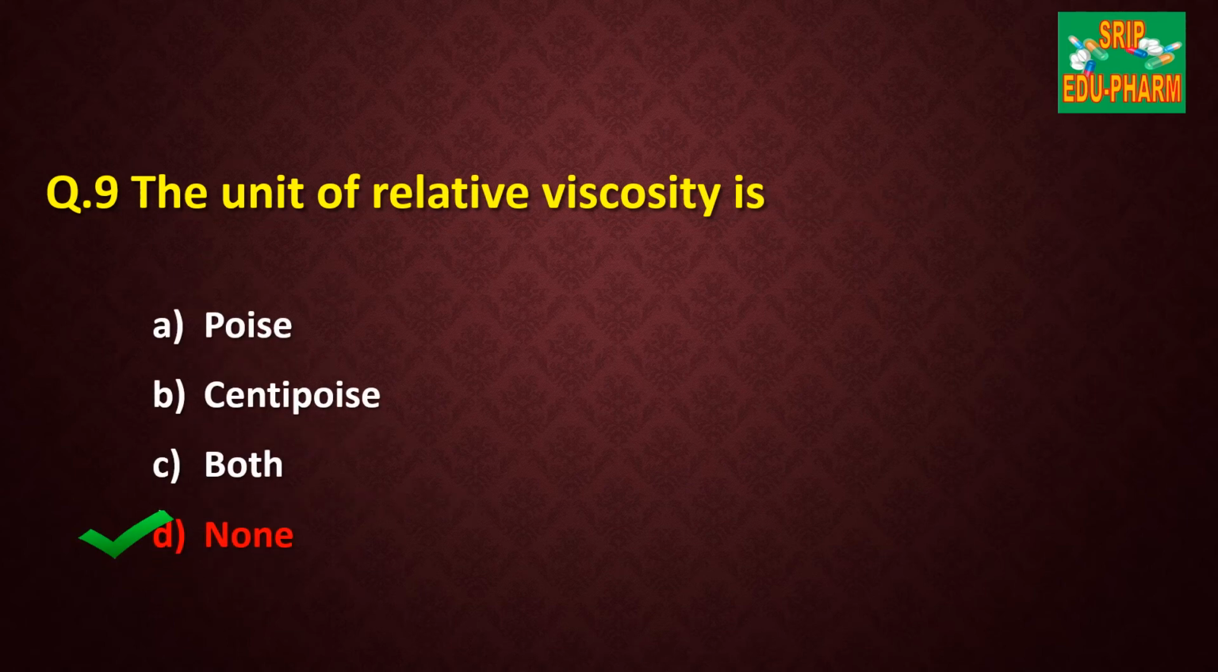The next question is, the unit of relative viscosity is. This is a tricky question. Generally we think that if viscosity is given, then the answer will be poise or centipoise. But here it is given as a relative term. So for any relative term, like relative density or relative viscosity, there will be no unit. So the answer will be none. This we have to always remember.